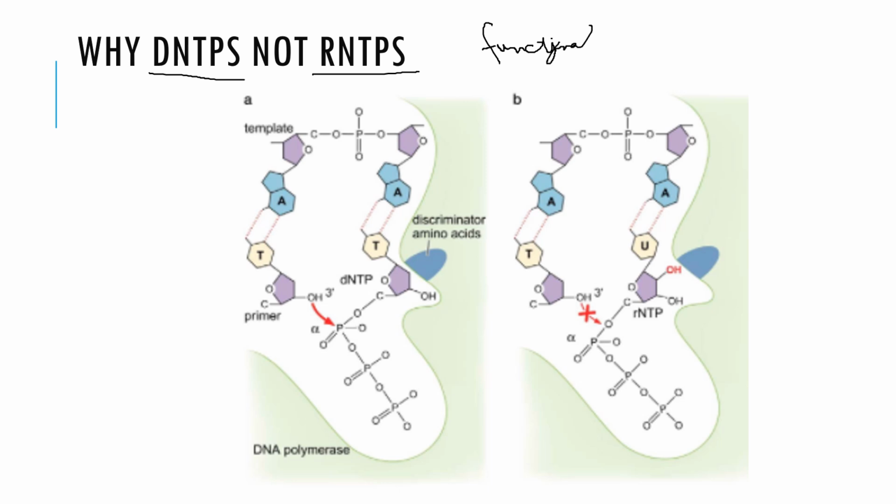Sorry, because of the functional group. As you can see, this structure is of dNTP and this structure is of rNTP. So this is the DNA polymerase, the green in color, and here the DNA polymerase also has the discriminator amino acid. Okay, and that discriminator amino acid is the tyrosine.